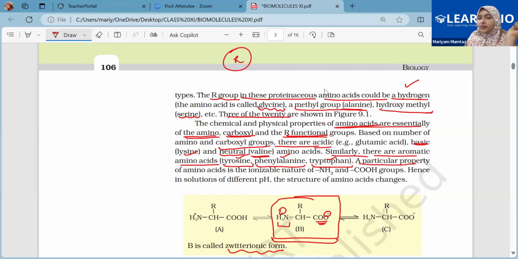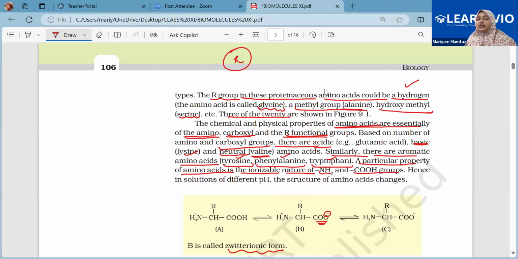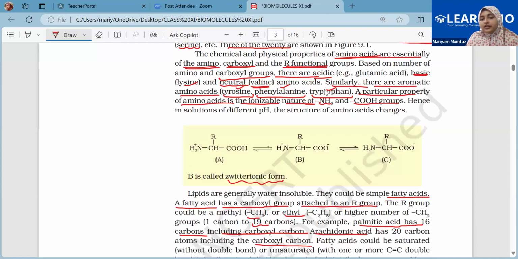A particular property of amino acids is the ionizable nature of the NH2 and COOH groups, meaning it can exist as a negatively charged molecule as well as a positively charged molecule all together in one, and that is the zwitterionic form. This is, you can say, the most unique property about them.